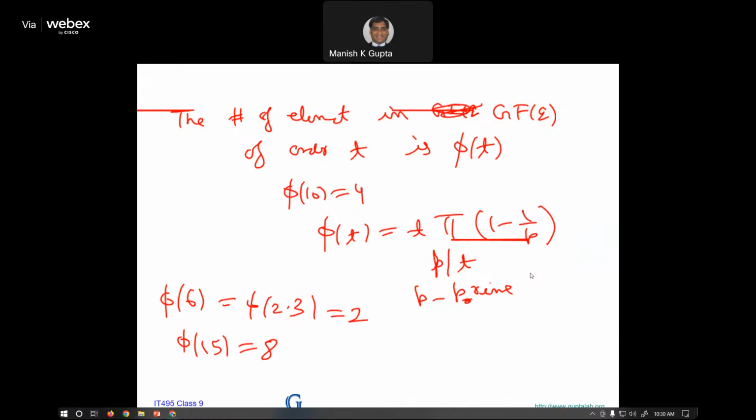In general, phi of t is t times the product over primes p dividing t of (1 minus 1 by p), where p is a prime. This is also a formula to compute it. Phi of 6 is 2, because phi of 6 is phi of 2 times phi of 3, which is 1 times 2. Phi of 15 is 8, so there are 8 elements less than 15 with GCD 1 with 15. That is the definition of the Euler totient function. The number of elements of order t in GF(q) is phi of t. A beautiful result.